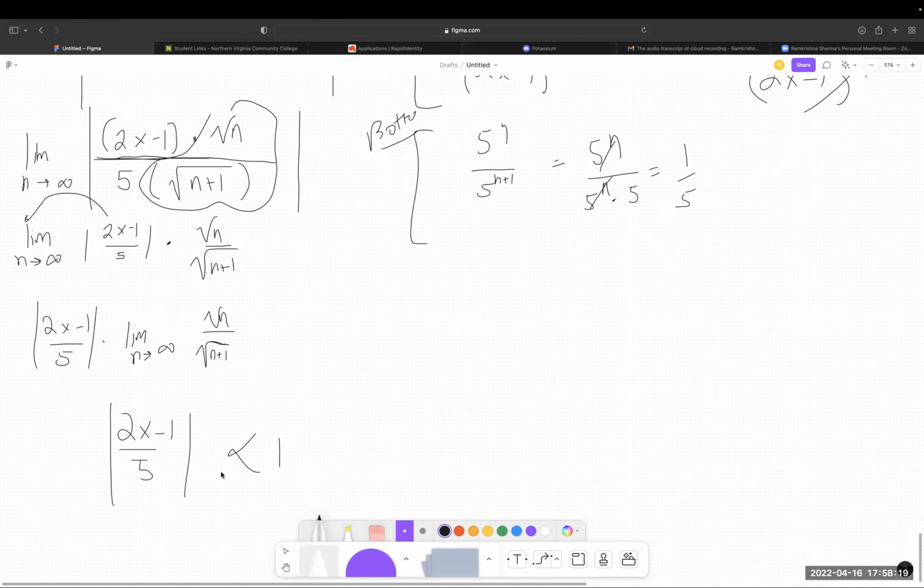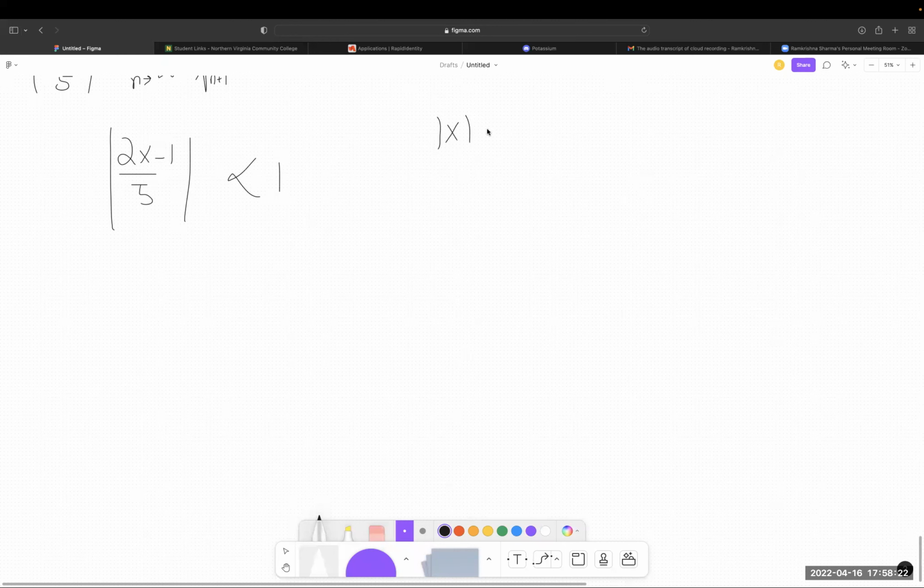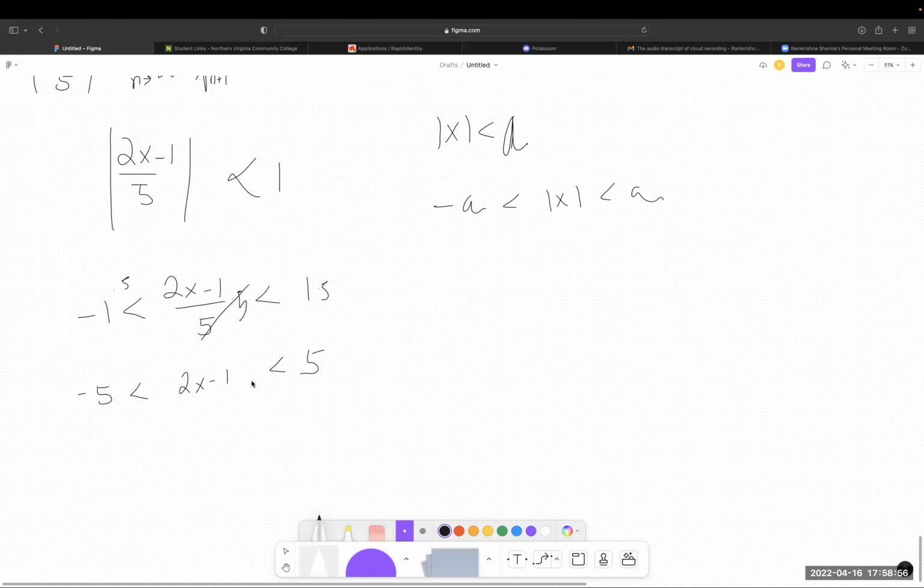What do we want to check when it's less than 1? We know that the absolute value of x, where this is a, is just minus a less than x less than a. And we should do the same thing here. So (2x minus 1) over 5 less than a, which is 1. Sandwich it between the negative and the positive version. Let's multiply by 5 to get rid of this 5 here. We'll multiply by 5 here, here, and here, these cancel out. We're left with -5, 2x minus 1, and then 5 here.